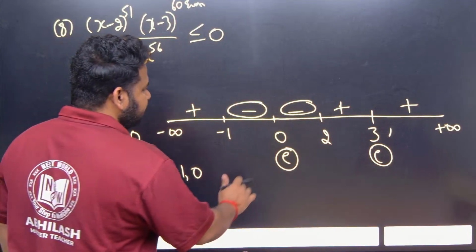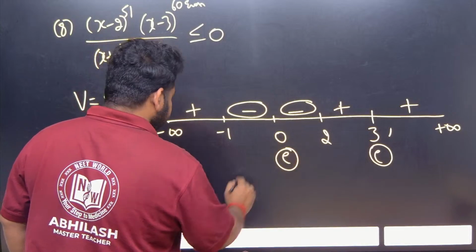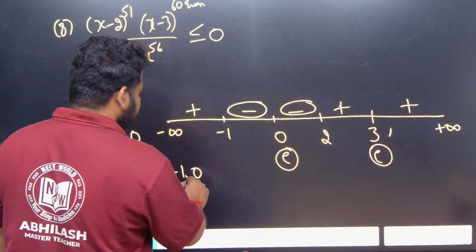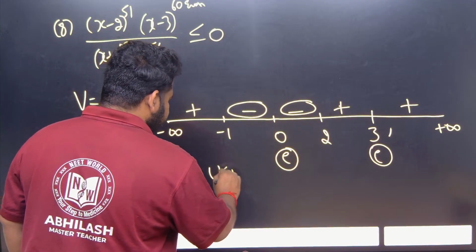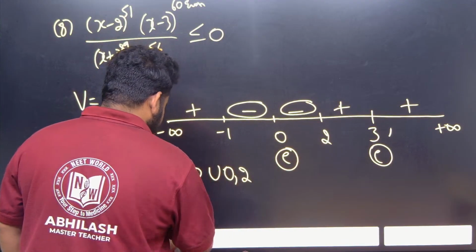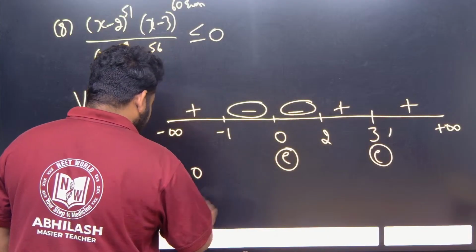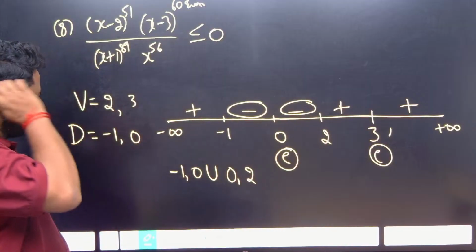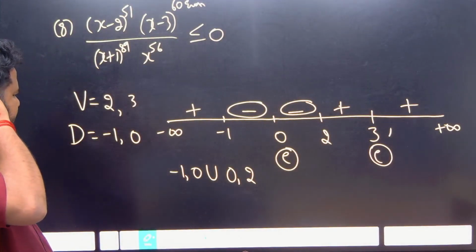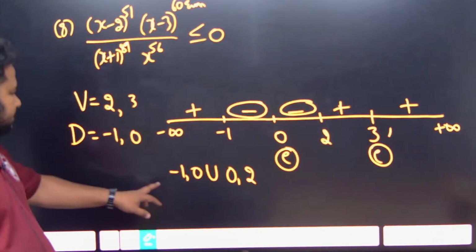Just write the intervals. What is this? 0 comma 2. We are having what? Minus 1 comma 0. And what is this value? This is 0 comma 2. Union, I should write what? 0 comma 2. This is what I am having. Union 0 comma 2. Okay. Minus 1 comma 0.